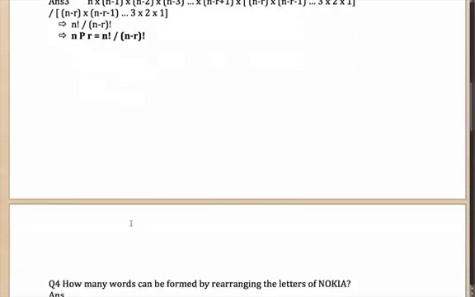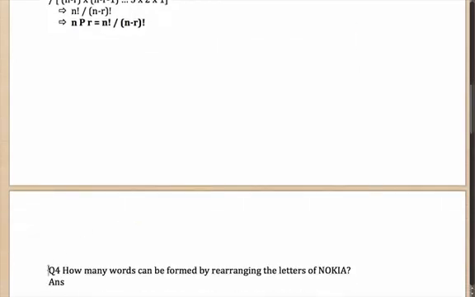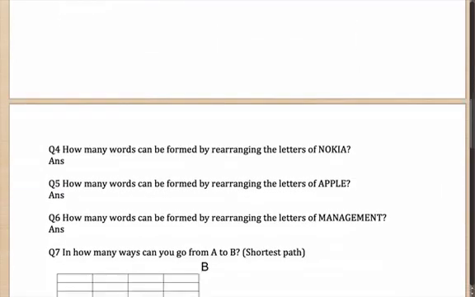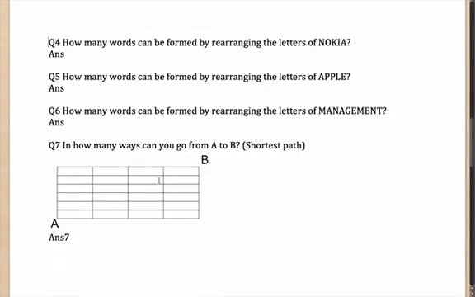To continue with this idea and a few other similar ideas, let us look at a few more questions. How many words can be formed by rearranging the letters of Nokia? Well, it's very simple. 5 letters, they can be rearranged in 5 factorial ways. Is the next question the same? Are Nokia and Apple the same? Well, as brands they are very different, and even in terms of letters, they are very different. 5 letters in Apple, and it can be arranged in 5 factorial ways, but that is incorrect.